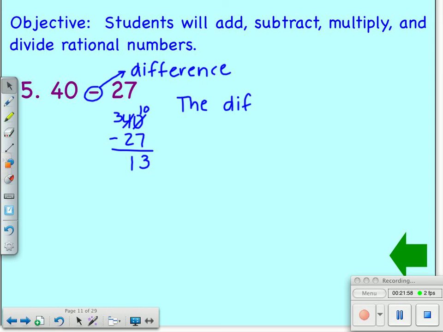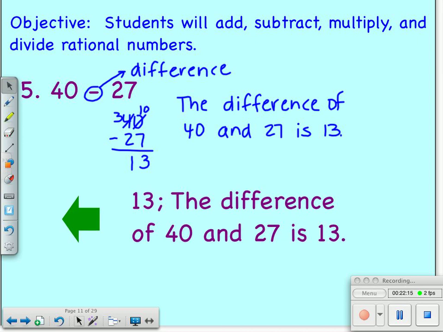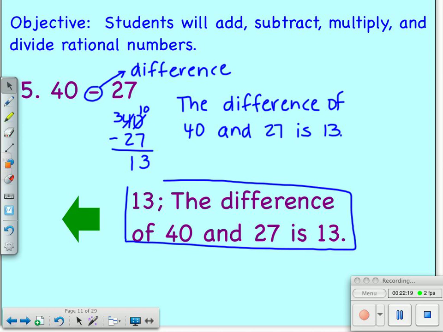In words, that would say the difference of 40 and 27 is 13. We'll check our work. Good. And box our answer. Moving on, you can pause this every time to make sure you write it all down.